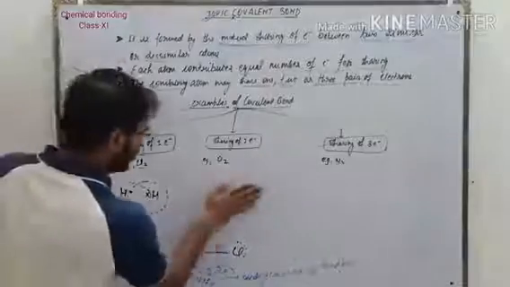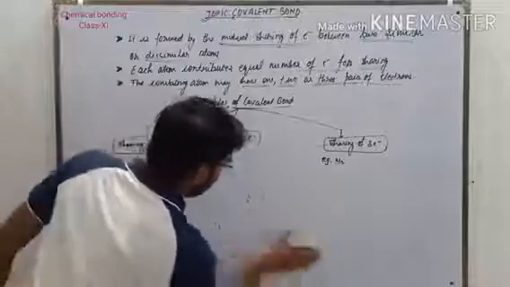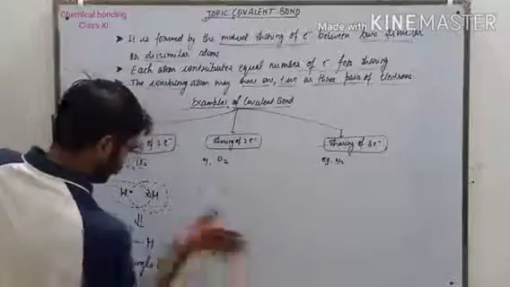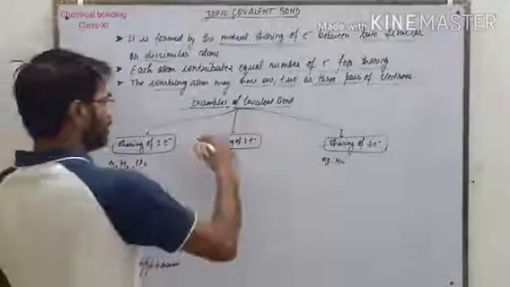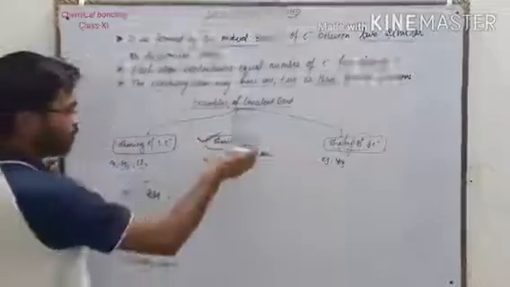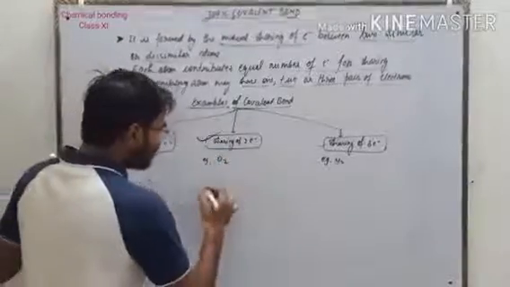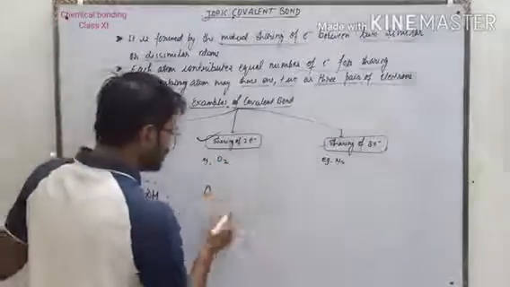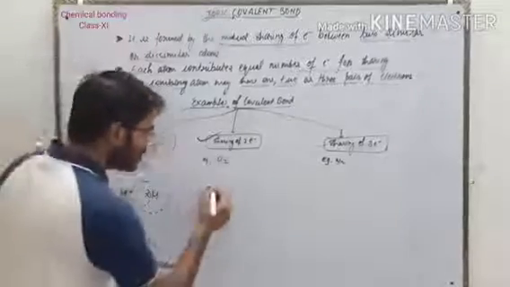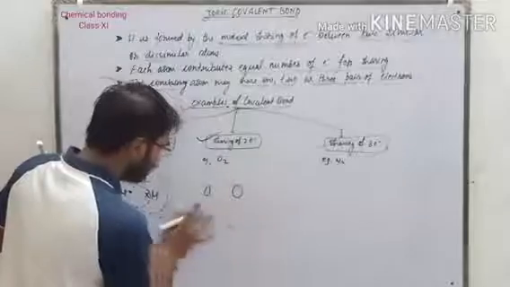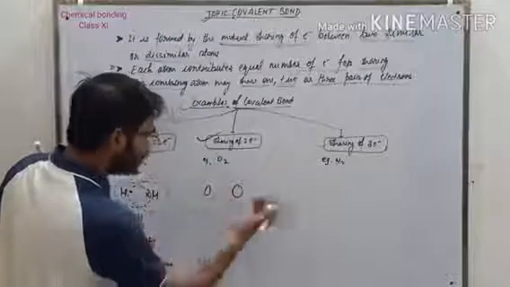Now next, let us take an example of oxygen for sharing of 2 electrons. Oxygen has 6 valence electrons in its valence shell. So to attain the octet, it requires 2 electrons. So it shares 2 electrons with another atom of oxygen.